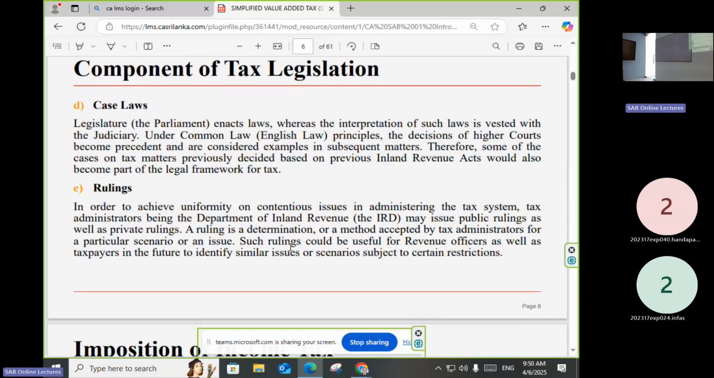A good example: one person purchased a block of land which is close by a school.